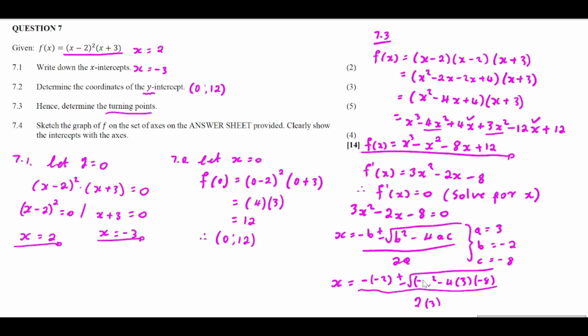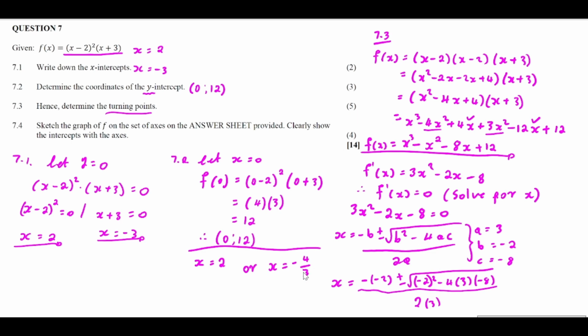So we're just going to have negative 2. And then you put this in your calculator, and you're going to have two values of x. The first value of x is equal to 2, and another value of x is going to give us negative 4 divided by 3.